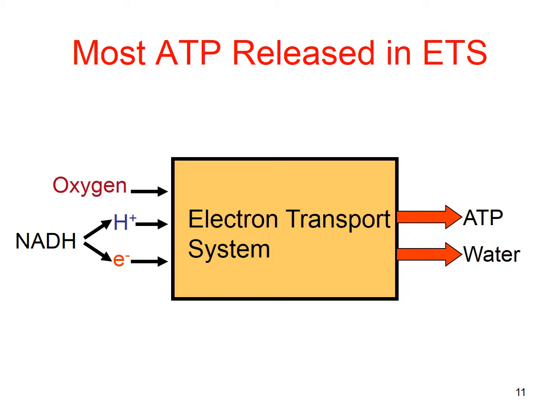So now you know why you have to breathe oxygen. Oxygen is required in the electron transport system because it collects hydrogen ions and electrons to make water and get those out of there so new hydrogens and electrons can go through and make new ATP.